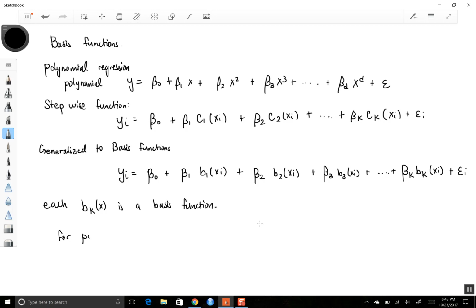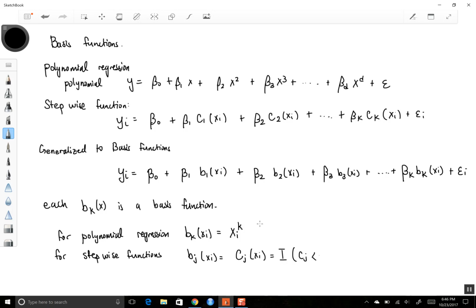So for polynomial regression, b sub k of x sub I is equal to x sub I raised to the k power. Okay, that's what the basis functions are for polynomial regression, and for our stepwise functions, if we have a b sub j of x sub I, that's equal to C sub j of x sub I, which is equal to the indicator that x sub I is between C sub j and C sub j plus 1.